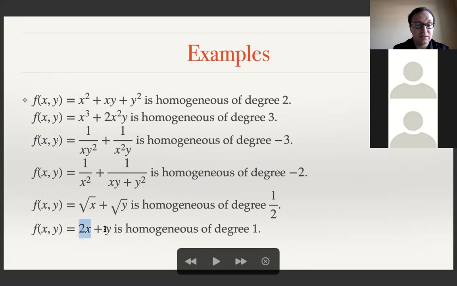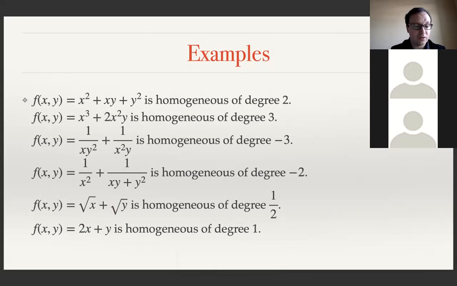And finally, a more trivial example. f of x and y is 2x plus y, which is homogeneous of degree 1. Homogeneous of degree 1 means linear and with no constant term. So for example, if we had 2x plus y plus 1, it would not be a homogeneous function. Okay, any question up to here?